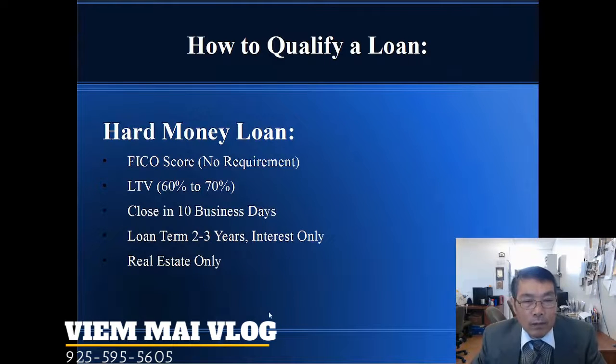We can do a hard money loan. We don't need a FICO, but if you have a better FICO, it's a better term. Even people who don't have a FICO can do the hard money loan, with loan to value of 60% to 70%. It used to close in 10 days, but not right now. Right now it's about 30 days. The term is 2 or 3 years interest only. This applies to real estate only. It's not for the business.